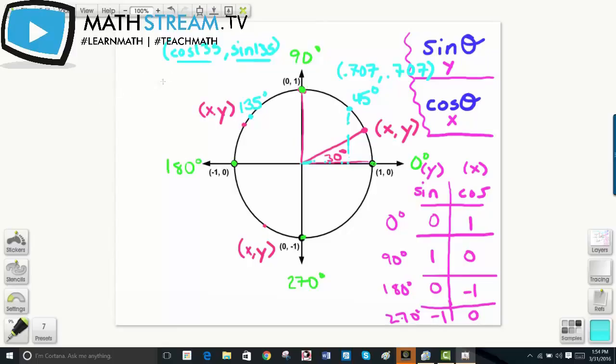Now these numbers that you're getting in your calculator should look familiar. The cosine value is going to be approximately negative 0.707. That sounds familiar. That's about the same as 45, the midway between 0 and 90, except it's negative. Think about why that might be important. And then the sine is going to give you a positive 0.707.